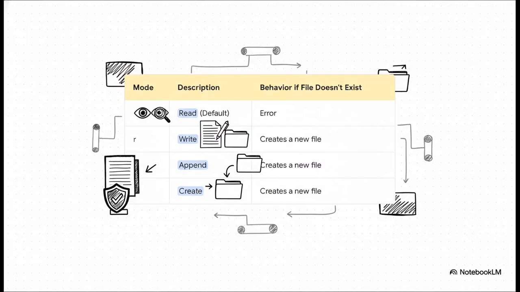So that second part, what you want to do with the file, that's what we call the mode. It's basically you telling Python your intentions. R is for read, pretty straightforward, and it's the default. W is for write, which means you're starting fresh. A is for append, just adding stuff to the end. And then there's X, which is a cool little safety feature. It lets you create a file, but it'll yell at you with an error if that file already exists.